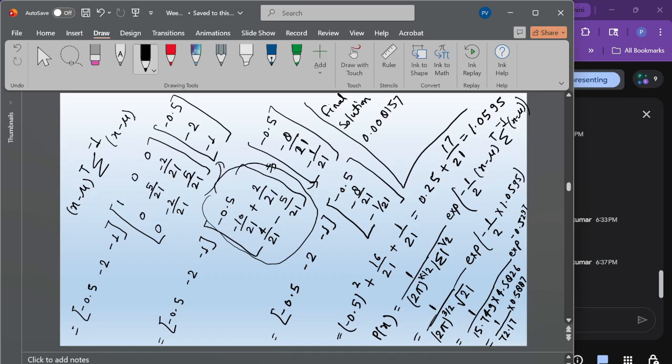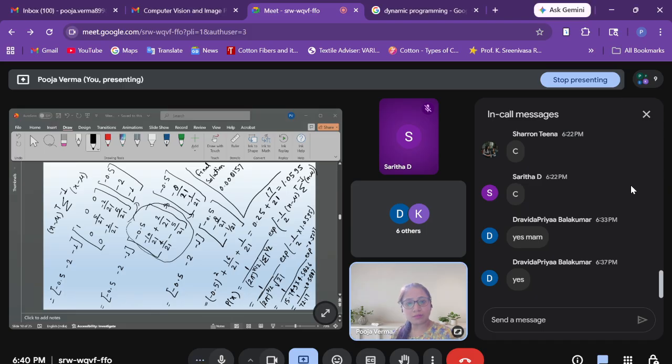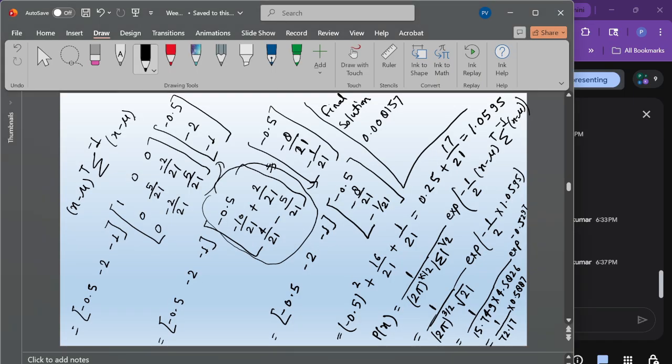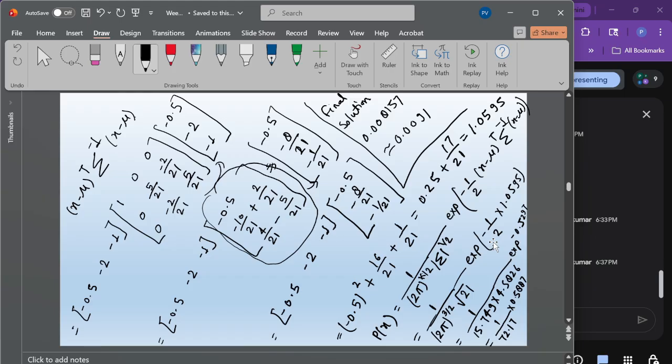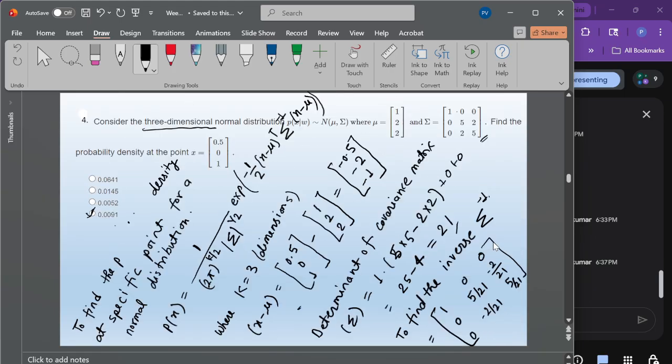0.157. So there is some, I mean, you can take 0.0081, that is approximately equal to 0.0091, which is given in the option. So if you take the exact values, or there are some decimal values, you can get it. That is approximately equal to 0.0091. So for that, option 4 is the correct answer for this question.